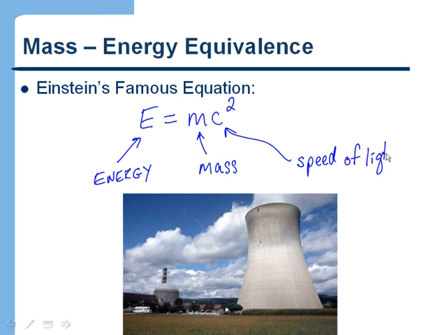And by the way, the speed of light is the speed of all electromagnetic energy, and so that's also the speed of an X-ray. The only thing we really need to know about the speed of light at this point is that it's very fast. And so if you think about taking a number that's very big, like the speed of light, and squaring it, you get an even bigger number. And what that means is a little bit of mass can be converted into a lot of energy. And that's, in fact, what happens at a nuclear reactor.